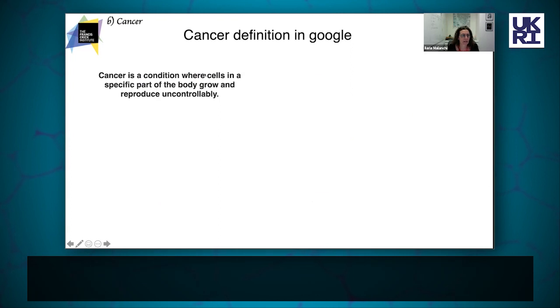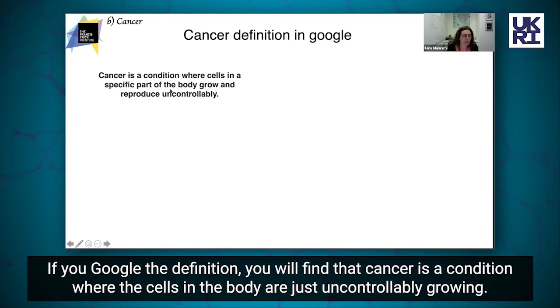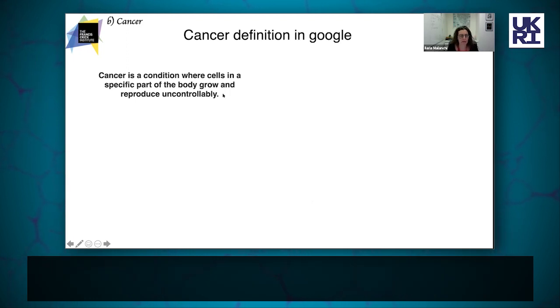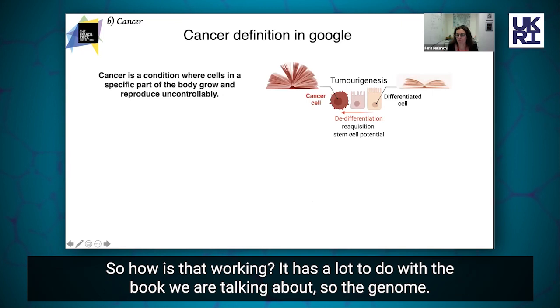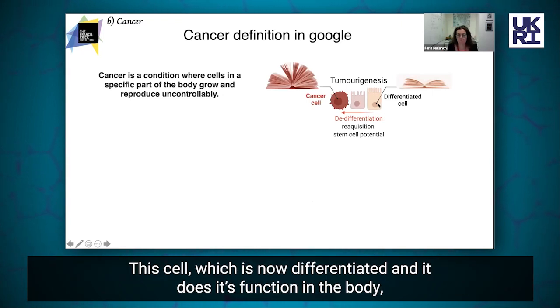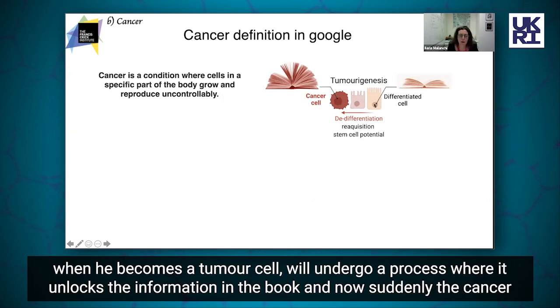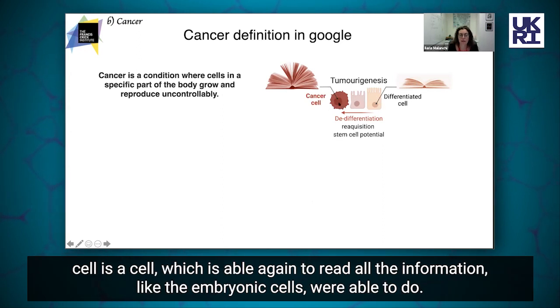What is cancer? If you Google the definition, you find that cancer is a condition where the cells in the body are just uncontrolled growing. So how's that working? It has a lot to do with the book we're talking about. So the genome, this cell, which is now differentiated and does its function in the body, when it becomes a tumor cell, will undergo a process where it unlocks the information of the book. And now suddenly the cancer cell is a cell which is able again to read all the information like the embryonic cell was able to do.